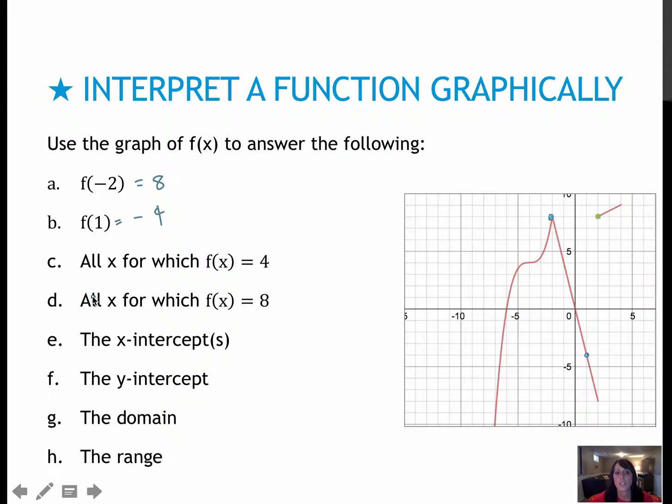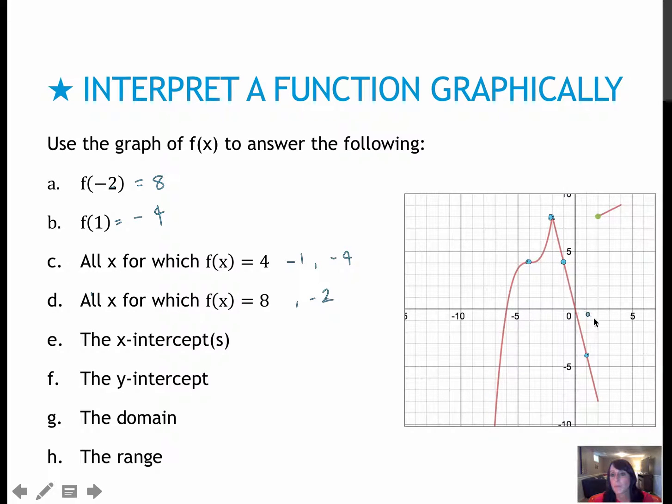The next two questions are basically saying if y is 4, what's x? Or if y is 8, what's x? So if y is 4, I've got a value both here and here. So if y is 4, then x was -1 or -4. And if y is 8, x was -2. So notice here, I've got my -2 for 8 and my -2 for 8, so it's the same point.